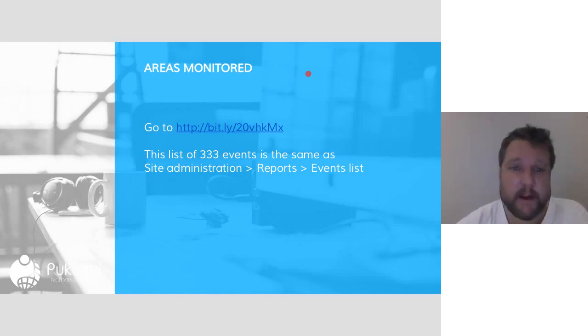There's actually 333 individual events that you can be notified of. Under that column B, if you are looking at it, it says components. So that's the actual area of Moodle that is monitored. So there's things like the individual modules: assignment, BigBlueButton, book, chat, choice, database, etc. Anything that doesn't fit into that is under the core area. So that's things like blog entries, calendar, course subscriptions, that kind of thing.